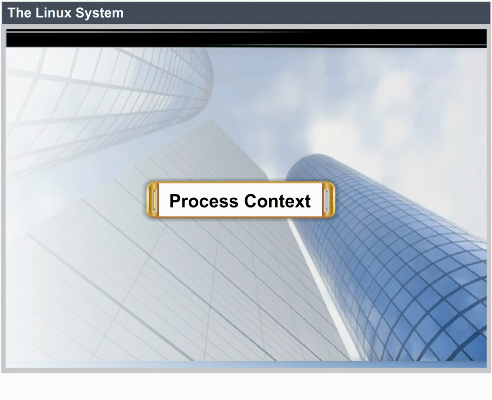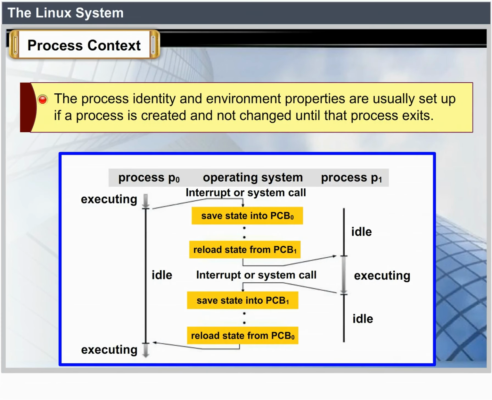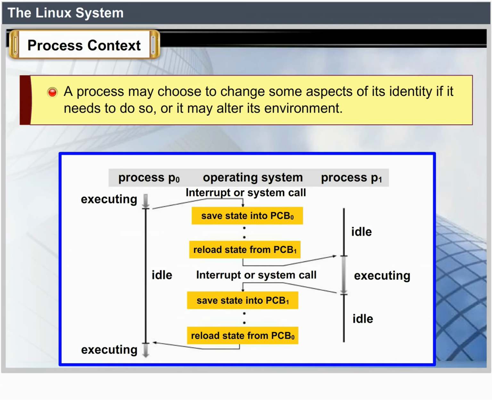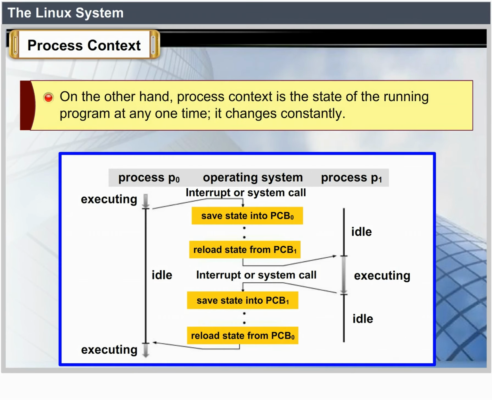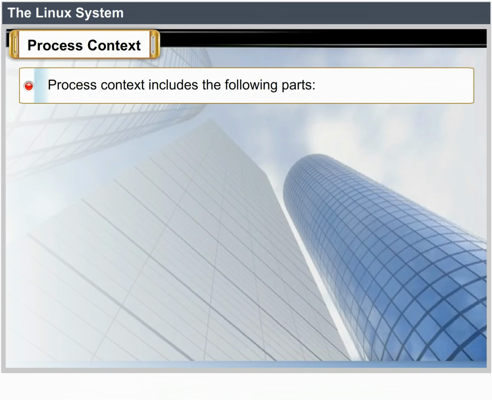Process context. The process identity and environment properties are usually set up when a process is created and not changed until that process exits. A process may choose to change some aspects of its identity if it needs to do so, or it may alter its environment. In contrast, process context is the state of the running program at any one time. It changes constantly. Process context includes the following parts.